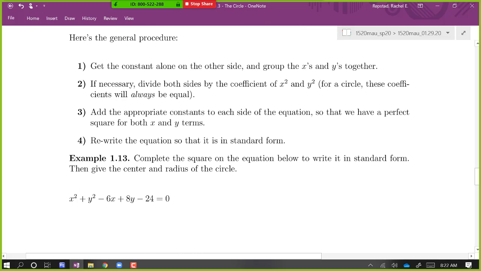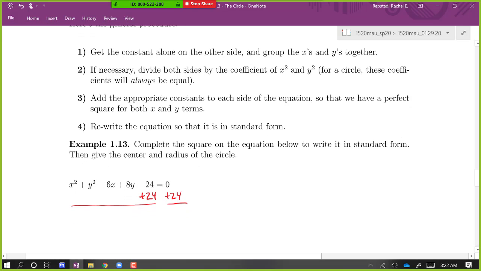Here's how it works. I've written out a general procedure here, but we're going to see how this works with an example. First of all, if there's a constant there, we want to throw it by itself on the other side. So let's add 24 in this example. Now, when I'm rewriting this equation, I'm going to get myself ready to complete the square. And here's how I do that.